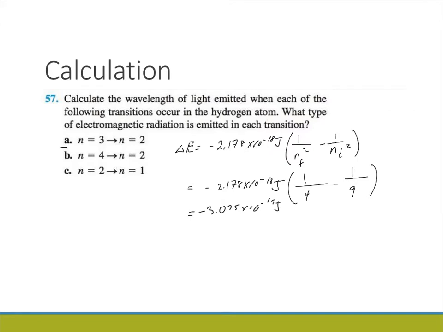Now this is a negative because energy is being given off. Okay, so the change in energy is negative, energy is being released. The absolute change in energy would be the 3.025 times 10 to the minus 19th joules.